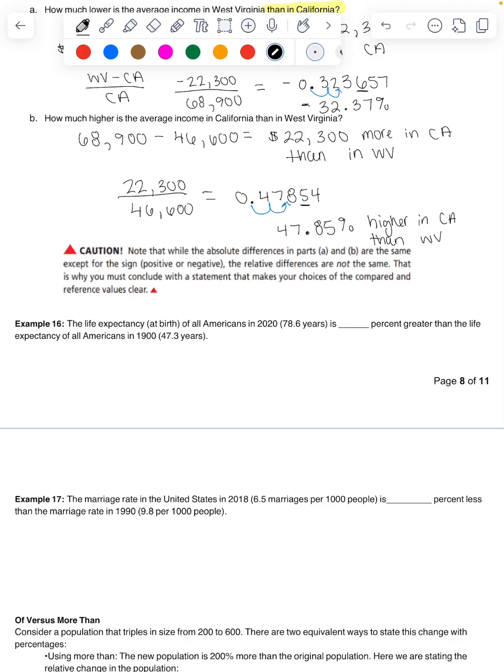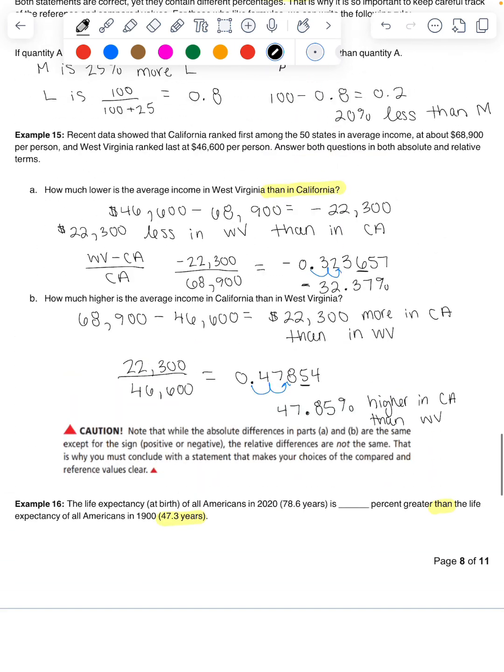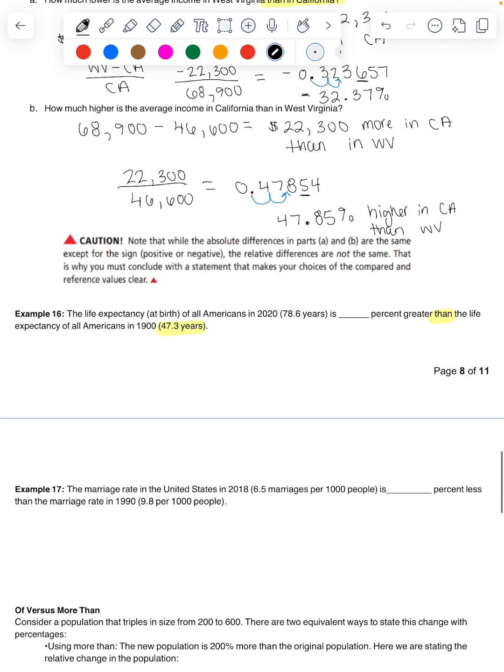Example 16, the life expectancy at birth of all Americans in 2020, 78.6 years, is what percent greater than the life expectancy of all Americans in 1900? 47.3 years. Wow, that's a huge change. Remember we said that the reference value comes after "than", so our reference value is our 1900. We're talking about percent greater, so we've got to be just doing the relative difference.